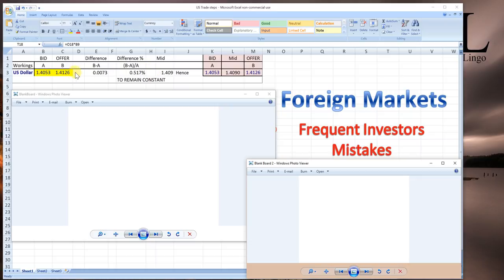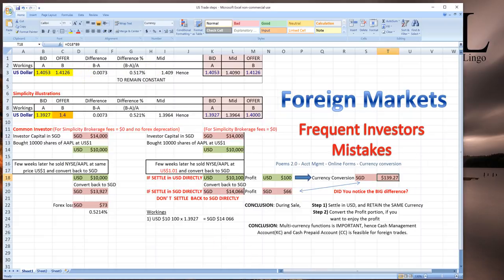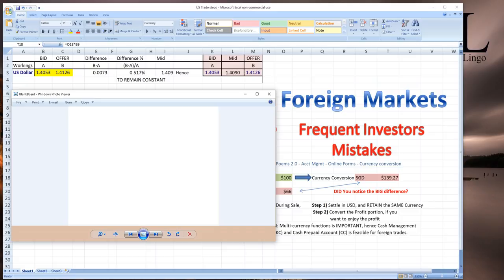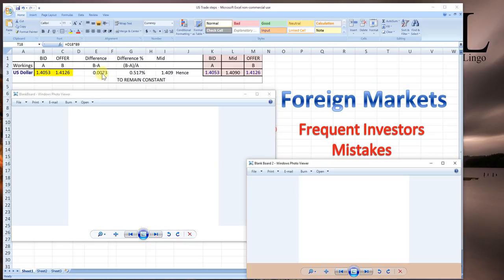From here we work out that there is a price difference of 0.0073. When this price difference is divided by the bid price, we realize that the price difference between these two prices is 0.517%. Then we take the midpoint, which is the sum of these two divided by 2, and we work out that the mid is at 1.409.